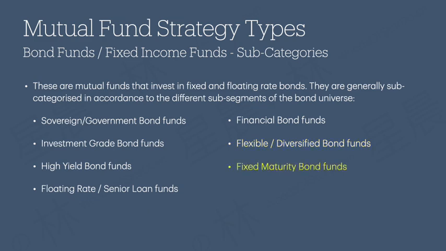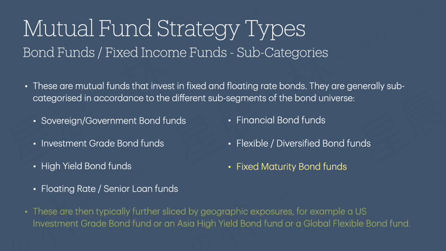Finally, there is also a special category called fixed maturity bond funds or fixed maturity products, in short FMP, that are diversified bond funds with a predefined maturity date, after which the fund will terminate and return the proceeds back to investors like a normal bond. These are further sliced by geographic exposures, resulting in a wide variety of different types of bond funds catering to different investor needs. For example, a US investment grade bond fund, or an Asian high yield bond fund, or a global flexible bond fund.